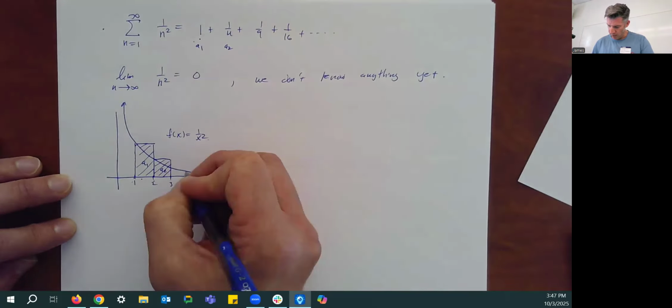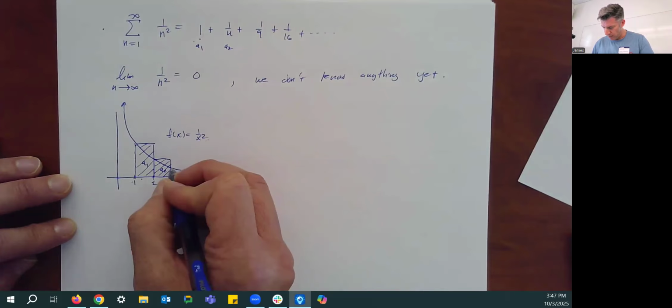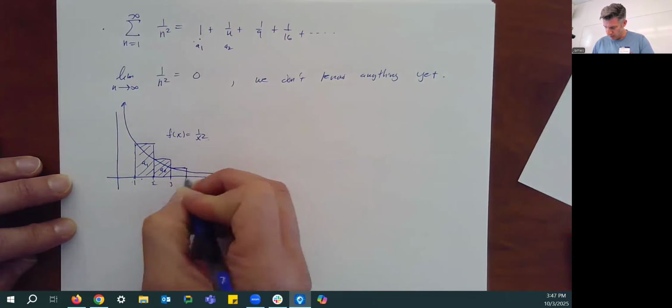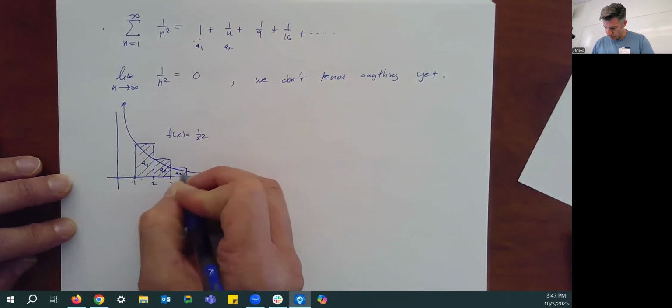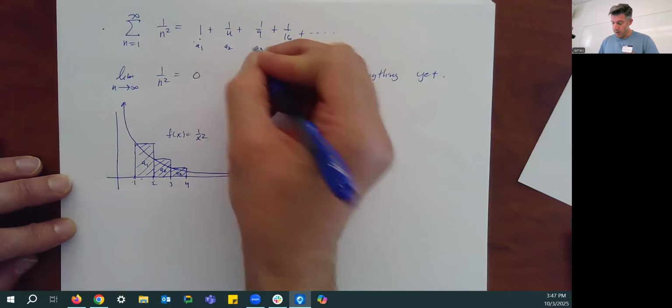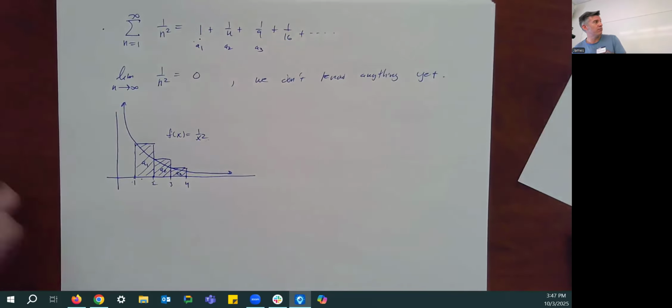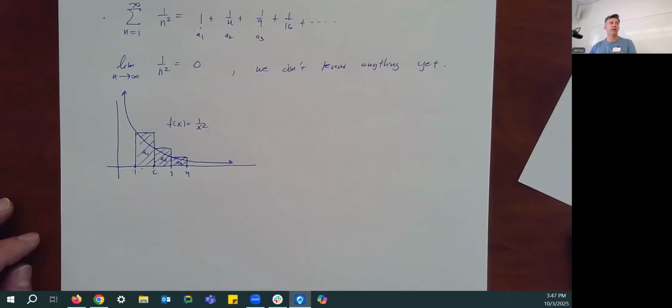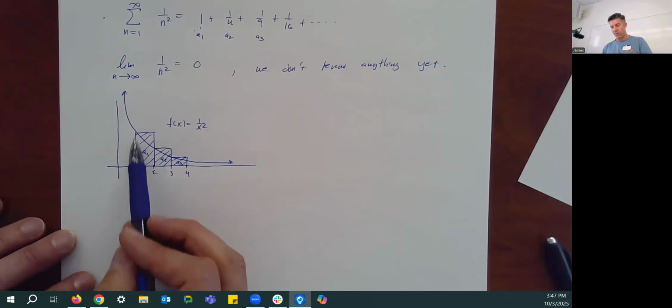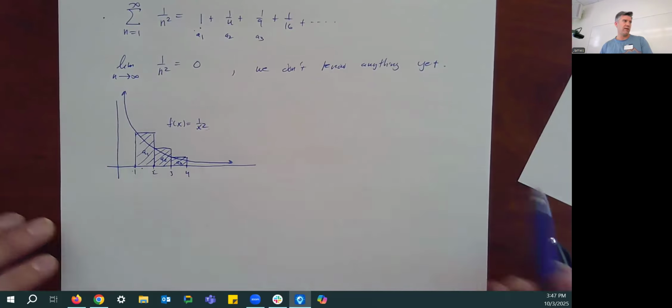And so on. Every rectangle using the left endpoint to find the height is going to give me the next term in my sequence. Now, let me ask you, what has more area? The integral that I've drawn, or sorry, the area under the curve from 1 to infinity, or the area of the rectangles?